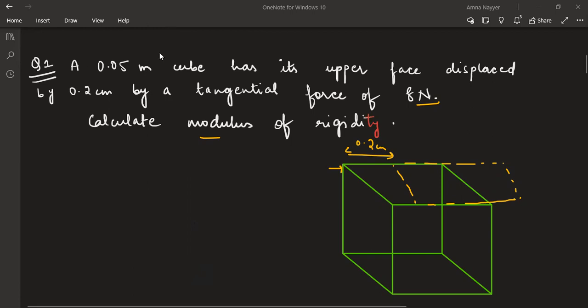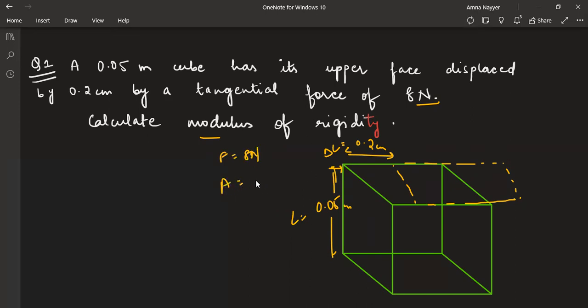See, this is the length of the cube, 0.05 meter. And this is the displacement that occurred, so this is delta L. This is L. Force is 8 Newton. And this is a cube, so you know the area of the cube also, 0.05 whole square. So when you put in for modulus of rigidity, force into L, over area into delta L, where delta L is 0.2 into 10 to the power minus 2.